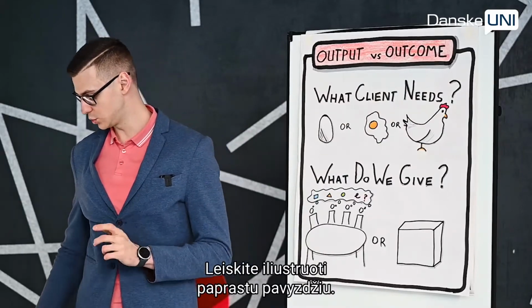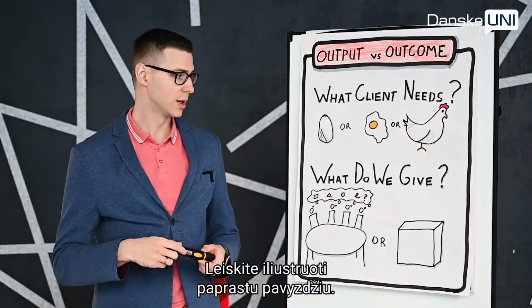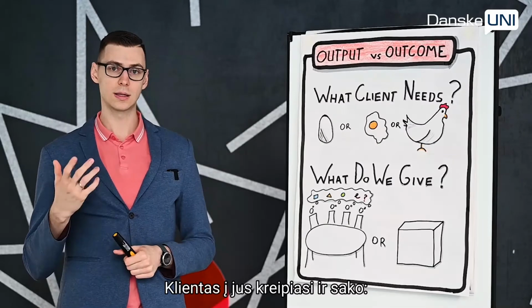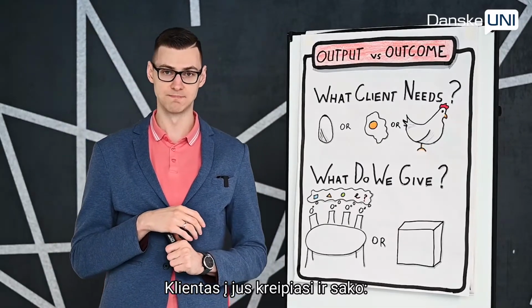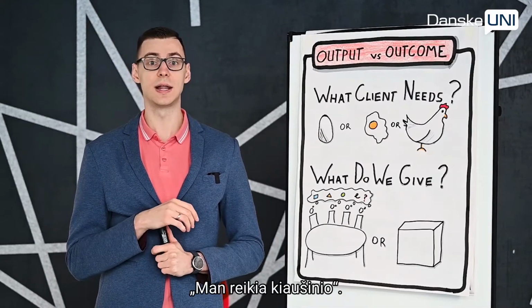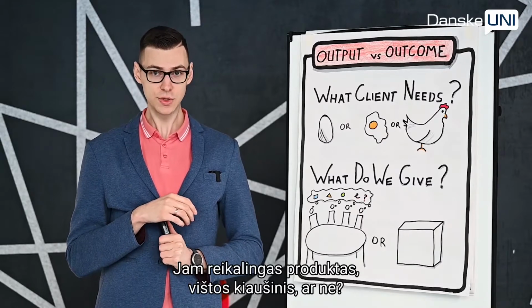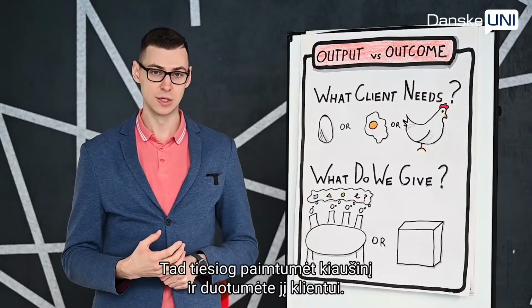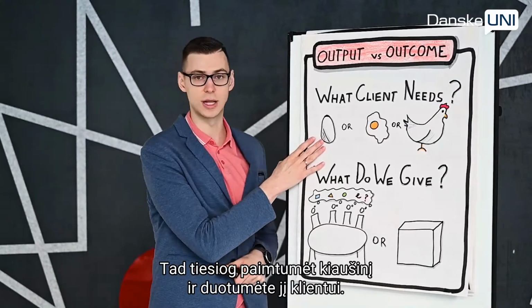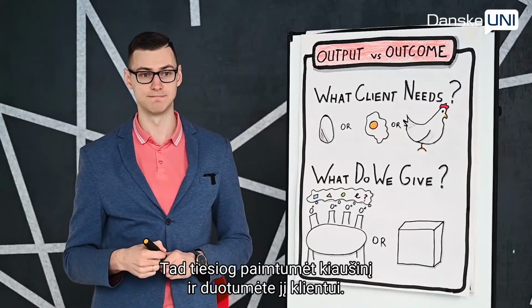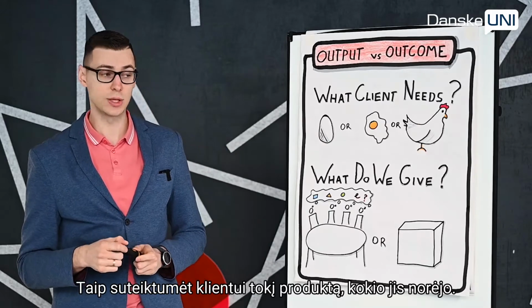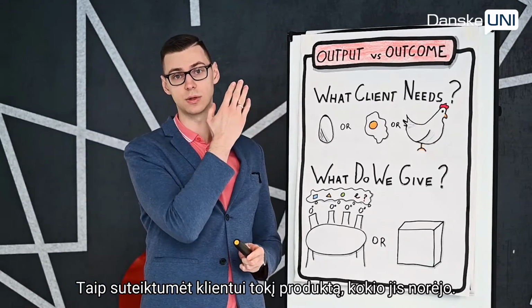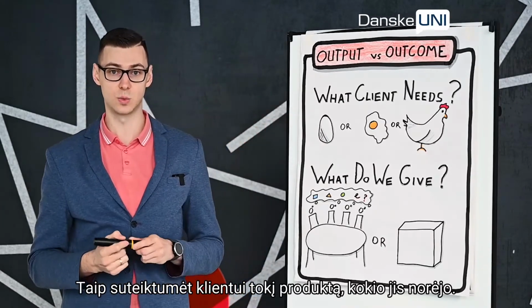Let me illustrate it with a very plain example. The client comes to you and says, I need an egg. So this would be an output, right? He wants a chicken egg. So you would just take a chicken egg and give it to the client. In this case, you would have delivered specifically the output the client wanted.